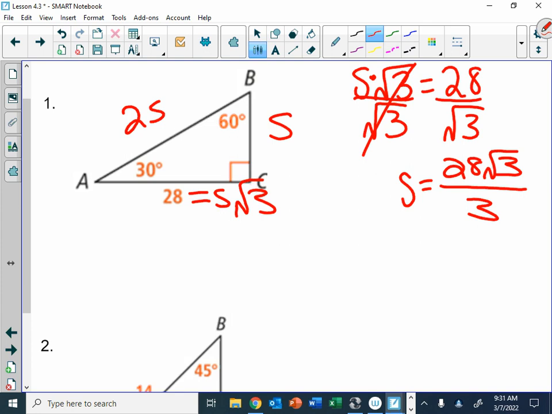Okay, so that nasty thing is S. Okay, we're leaving it as a fraction. We're not changing it to a decimal. Okay, so that's S.